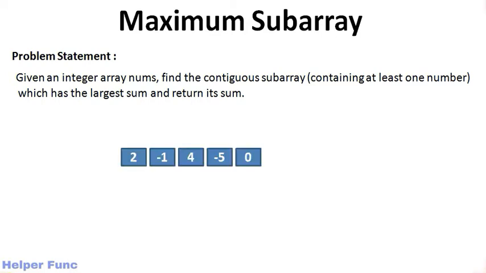Now let's talk about this example. If we talk about the whole array, its sum is 0. But if we see this section, that is the first 3 elements, its sum is 5. And this is the maximum subarray sum that we can get from this array. Thus, we will return 5 here. So let's see how to solve this.